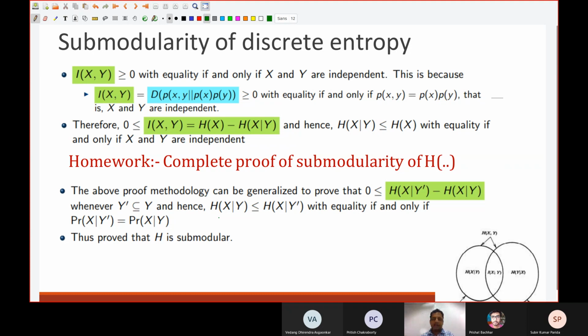And the inequality will hold only if the conditional distributions are the same given Y prime and given Y. Again, this is an extension, extended from probability of X given Y is probability of X, which is the same as saying that they are mutually independent, right?